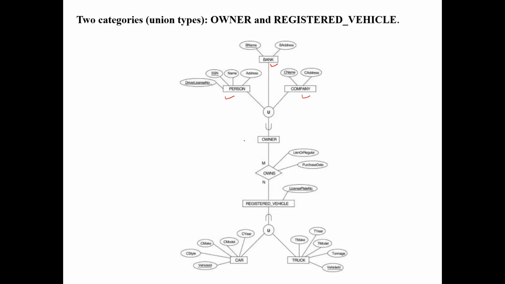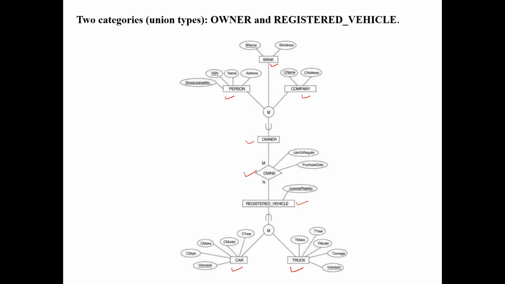Now, next is the owner. Owner is an entity. What is this owner? The owner of a particular vehicle can be a person, bank, or company. Here you can see that car and truck are the two subclasses, from which we are creating a registered vehicle. So a car can be a registered vehicle or a truck can also be a registered vehicle. This registered vehicle is owned by the particular owner. That's why owner is one of the entities. Now this owner can be a person or a bank or a company.